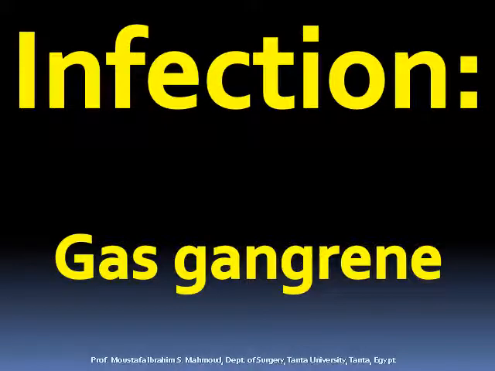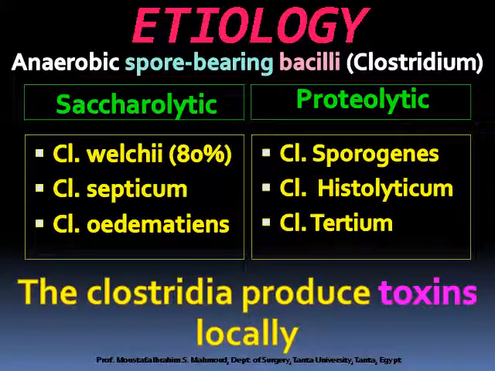Infection, gas gangrene. Etiology: anaerobic spore-bearing bacilli, Clostridium. Saccharolytic group and proteolytic group. The saccharolytic group consists of Clostridium perfringens (welchii), Clostridium septicum, and Clostridium oedematiens. The proteolytic group consists of Clostridium sporogenes, Clostridium histolyticum, and Clostridium tertium.